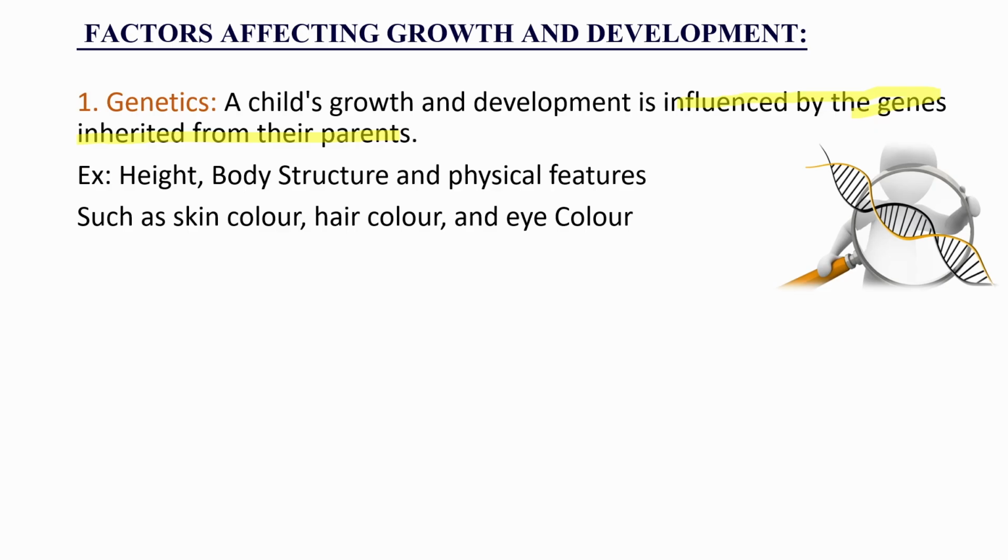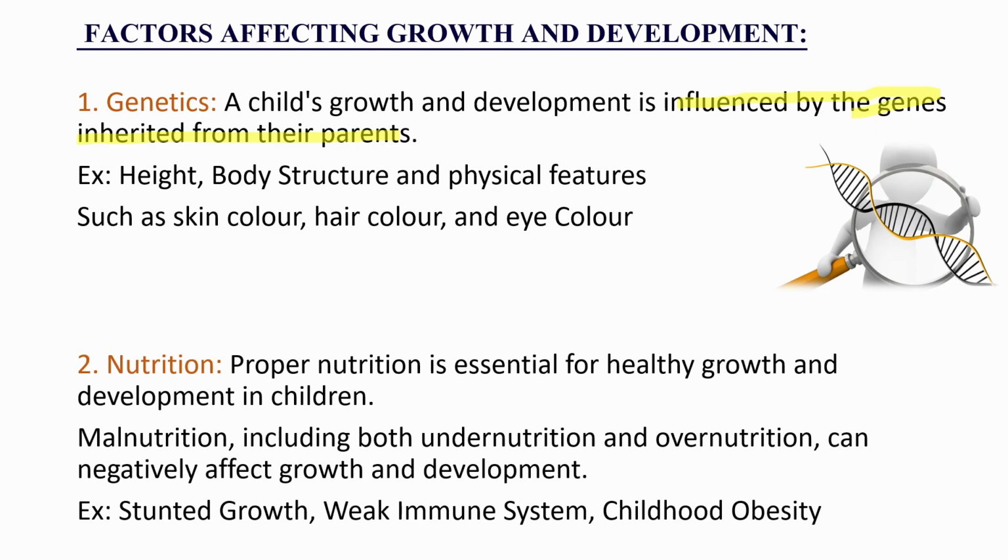Then the second factor is nutrition. Proper nutrition is very important for the healthy growth and development of children. Children need proper and balanced food so their body and brain can grow properly. When children do not get enough nutrients, it can affect their growth, and that condition is called malnutrition.